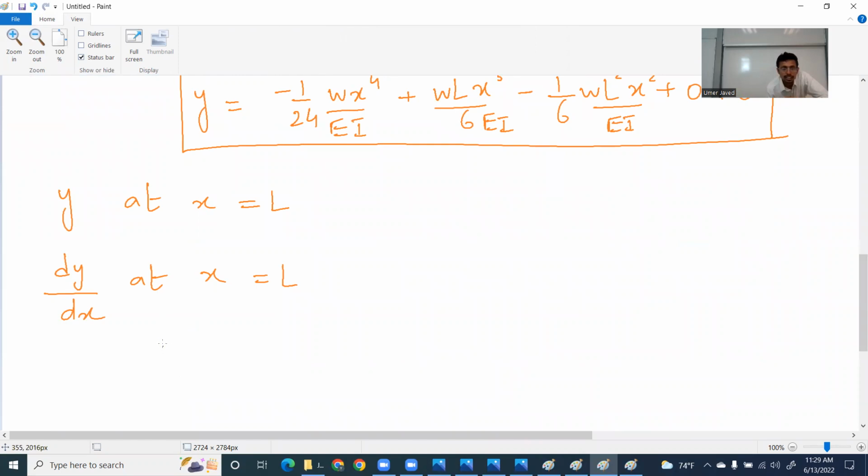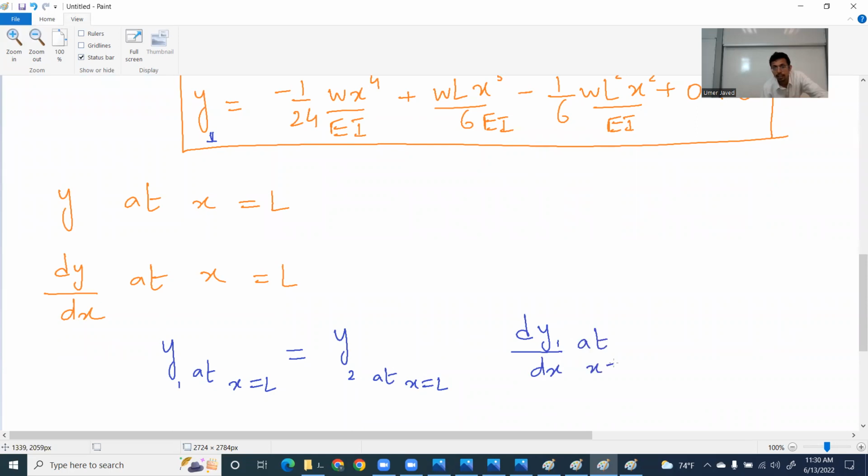So what you will do is say y, the deflection that you have got from this equation, let's call this y1 if you want. This y1 at x equal to L, and the second deflection equation y2 at x equal to L, they are equal. Similarly, dy by dx at x equal to L is equal to dy by dx at x equal to L.